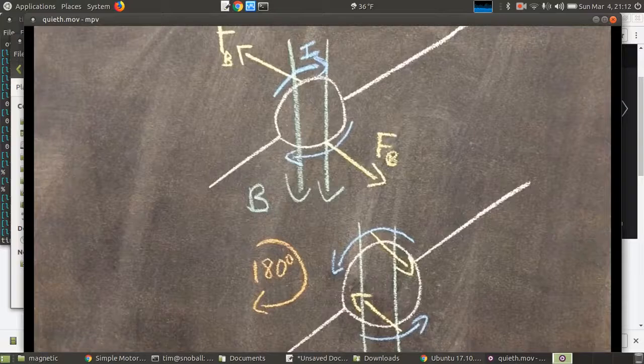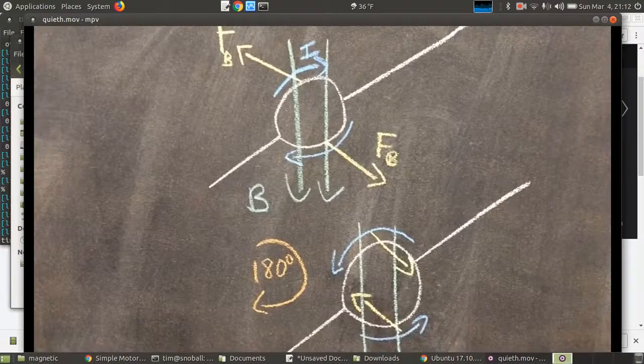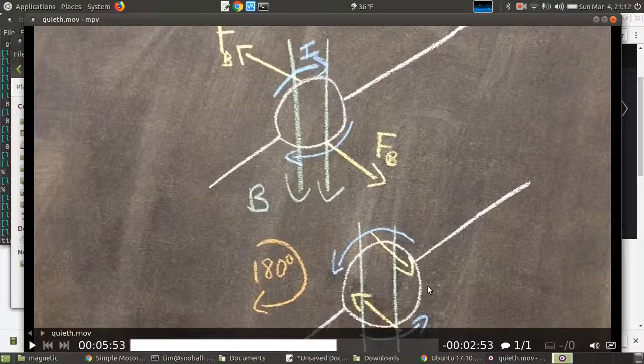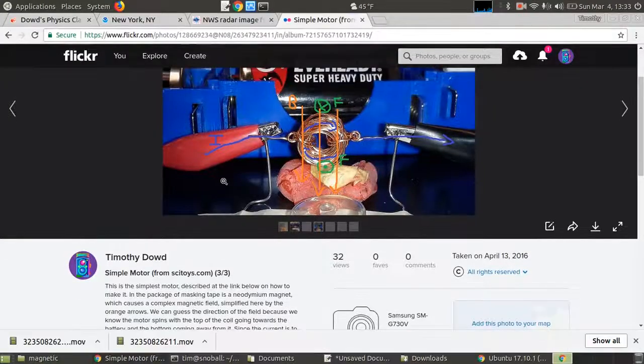What we need to do is we need to turn off one of these two situations so that it doesn't actually get to cancel out the other one. Let's see how we do that. We'll look a little bit closer at the mechanics of one of these motors.